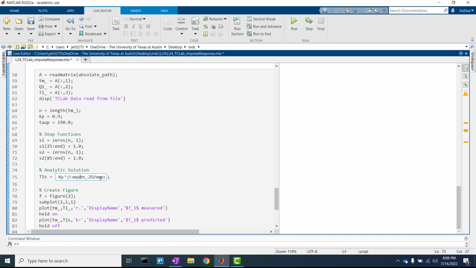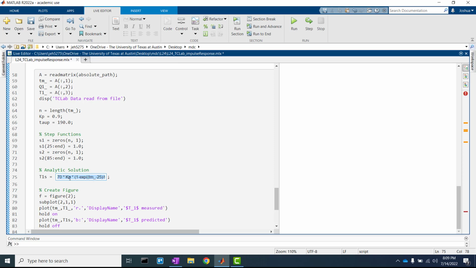So we need one more parentheses up here. Time minus 25 divided by tau p. Not too complicated. And then times our S1 for our step function 1. And we'll go minus, and we'll do the same thing. 70 times Kp times 1 minus exp. We'll remember to do 2 this time. And it's going to be Tm underscore minus 85 divided by tau p times our S2.